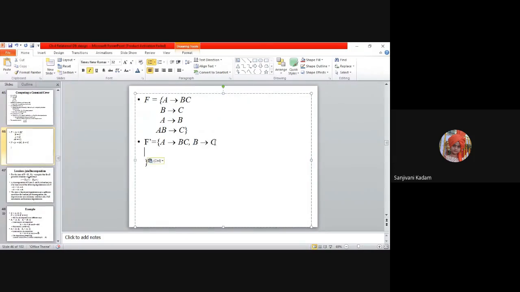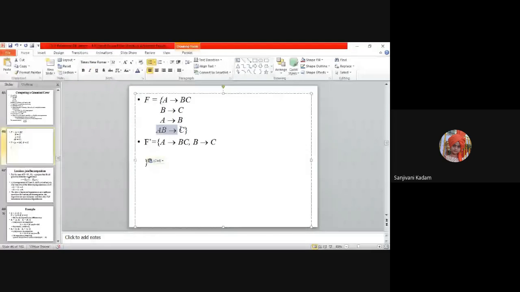BC gives C. This rule is also added. And AB gives C. So already we know that B is dependent on A, and hence this attribute is acting as an extraneous attribute. As B is already dependent on A and AB gives C, B is an extraneous attribute in this functional dependency.